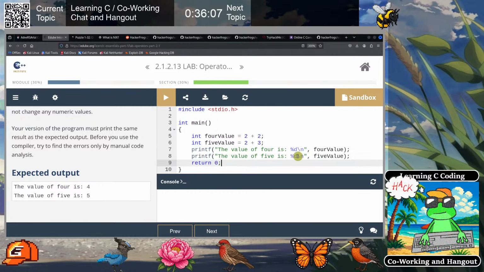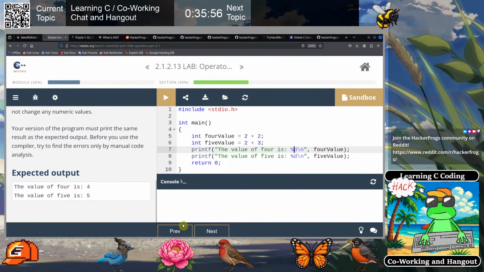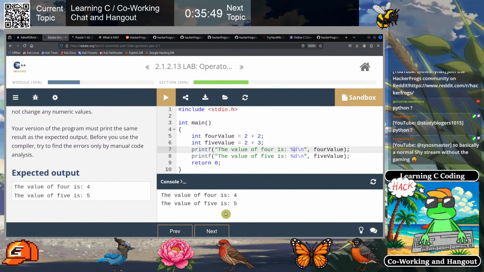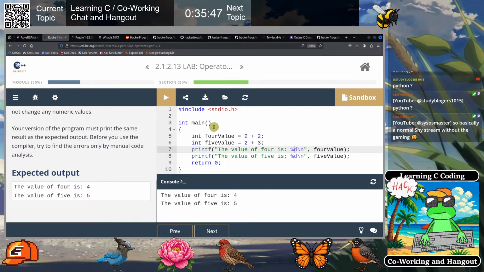So the value of 4 is, the value of 5 is, so we're dealing with whole numbers, so %d, 4 value and 5 value. I think this should be fine. Let's run the code. The value of 4 is 4, the value of 5 is 5. Good, great.